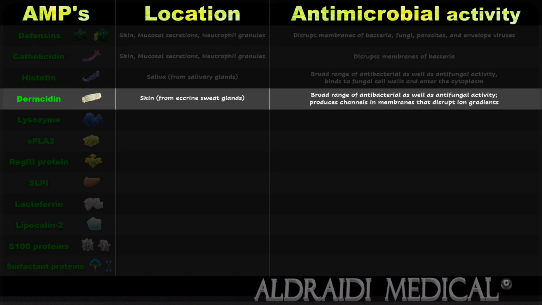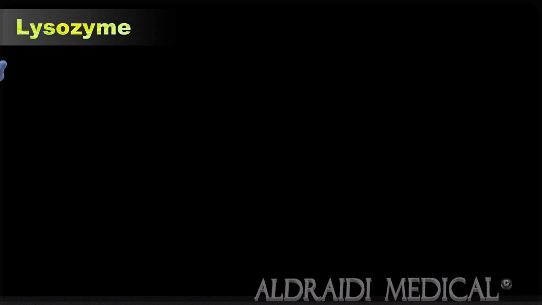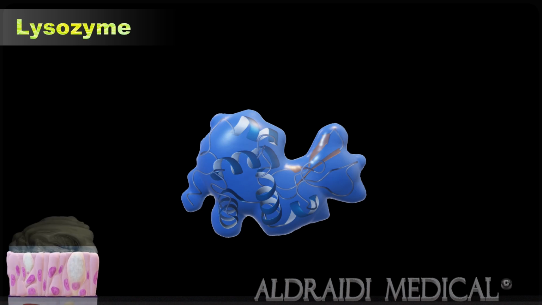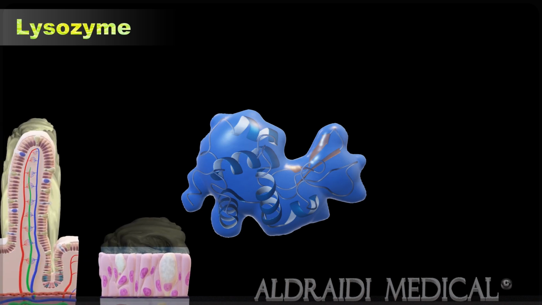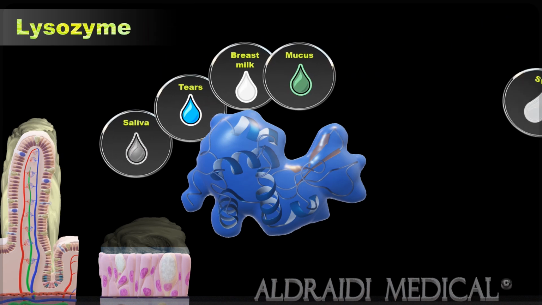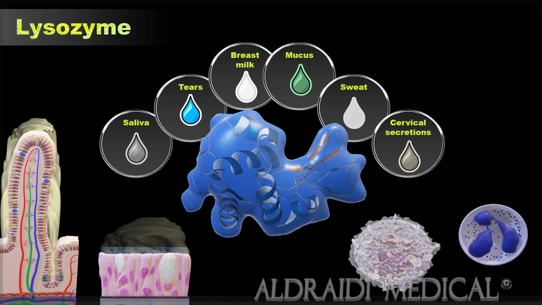Next, we have the antimicrobial protein Lysozyme. Lysozyme is an enzyme that is secreted by different types of epithelial cells and is present in almost all body secretions, such as saliva, tears, breast milk, mucus, sweat, and cervical secretions. It could also be produced by phagocytic cells and could be found in neutrophil granules, where it contributes to the degradation of phagocytosed microorganisms.